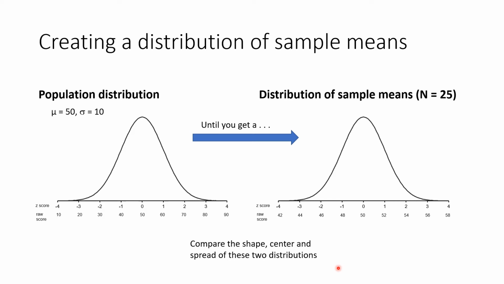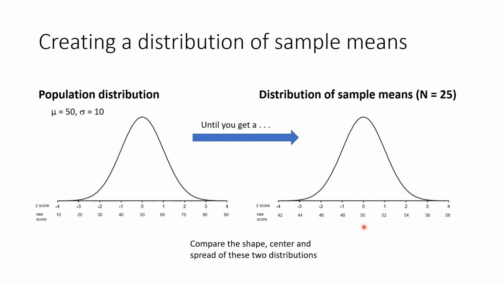The second thing to notice is the population was centered on 50, and then it spread out from 50, but the peak is under 50. The mean of the population was 50. The most common score was 50. Now, if you look at the distribution of sample means, the same is true. The mean of the distribution of sample means is also 50.